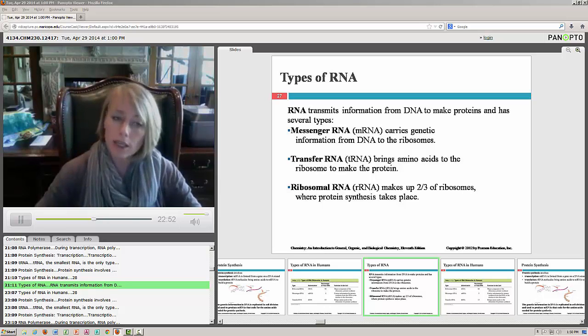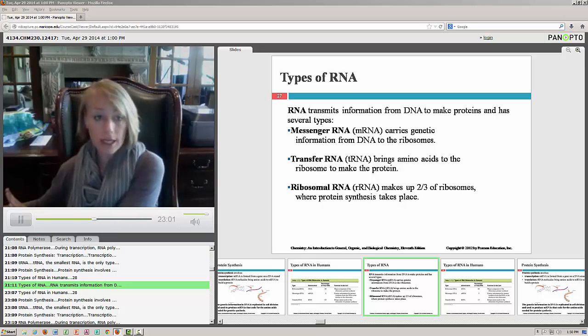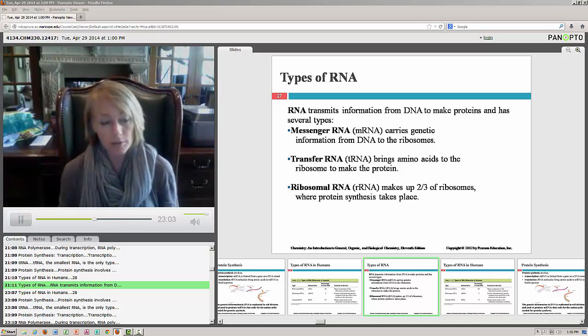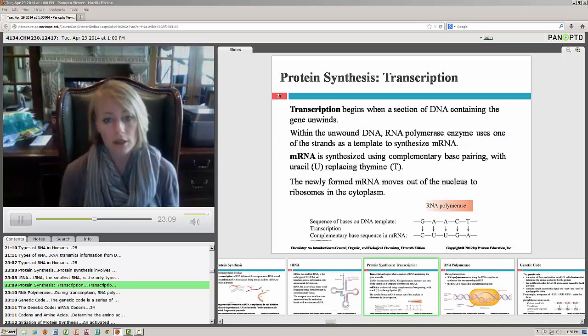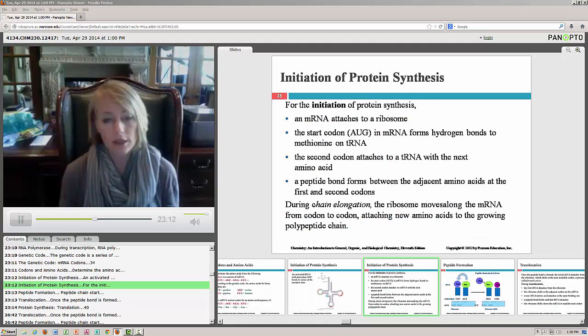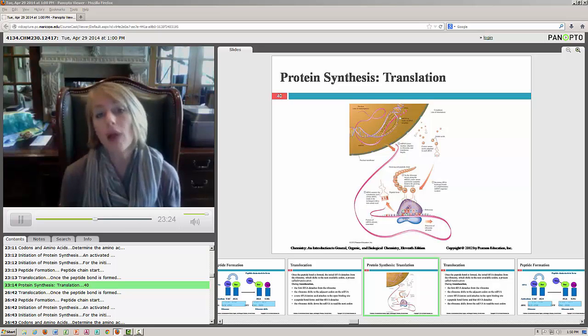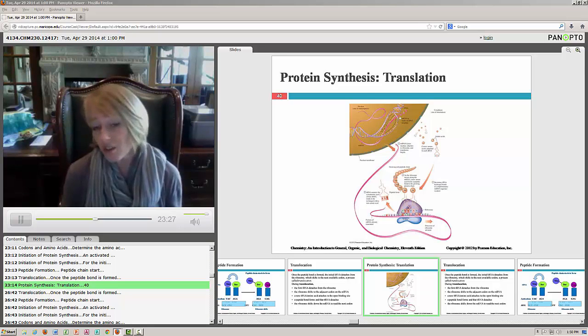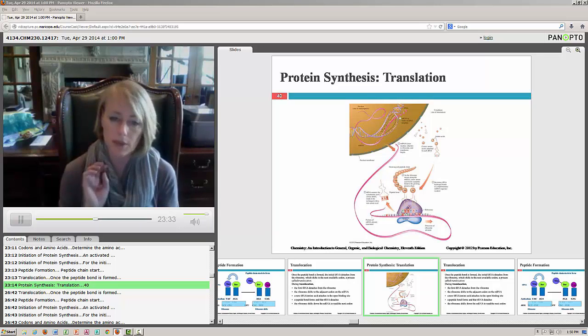Once the message is transcribed, that means written down, and then protected, the message is then carried out of the nucleus and over to the endoplasmic reticulum. The endoplasmic reticulum is outside of the nucleus, okay? And in the endoplasmic reticulum, there's going to be rRNA or ribosomal RNA. That's also made up of RNA in combination with proteins. All the RNAs have a little bit of proteins with them except for the message, okay?